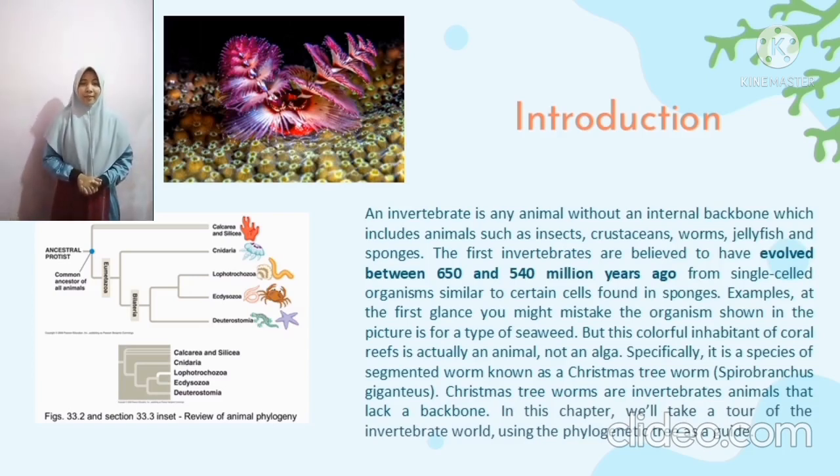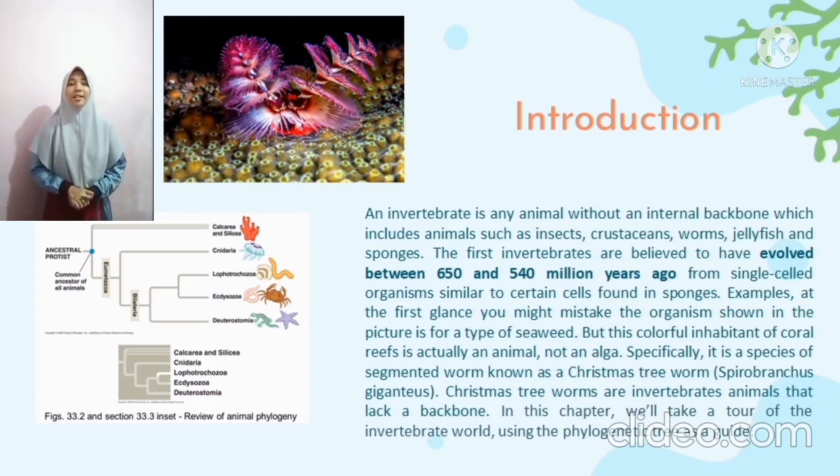Please look at the picture. At first glance, you might mistake the organism shown in the picture for a type of seaweed. But this colorful inhabitant of a coral reef is actually an animal, not an alga. Specifically, it is a species of segmented worm known as a Christmas tree worm. Christmas tree worms are invertebrate animals that lack a backbone. In this chapter, we will take a tour of the invertebrate world using the phylogenetic tree as a guide.